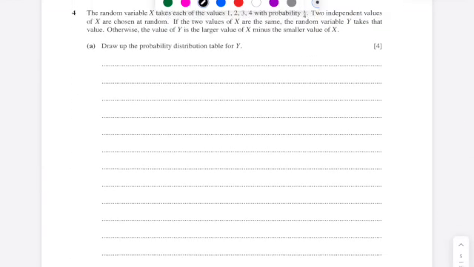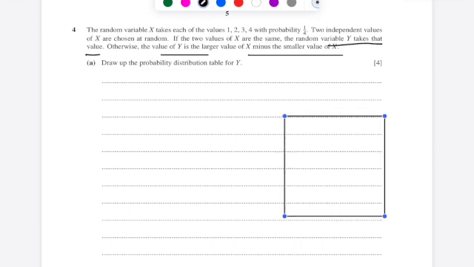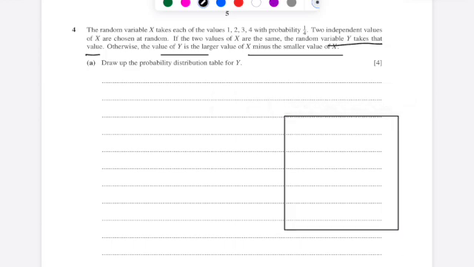Then question number 4. We have 7 questions and we are already at question number 4. A random variable x takes each of the values 1, 2, 3, 4 with probability 1 upon 4. Two independent values of x are chosen at random. If the two values of x are the same, the random variable y takes that value. Otherwise, the y value is the larger value of x minus the smaller value of x. Draw the probability distribution table. So that's a very tricky question. See carefully how to solve it.